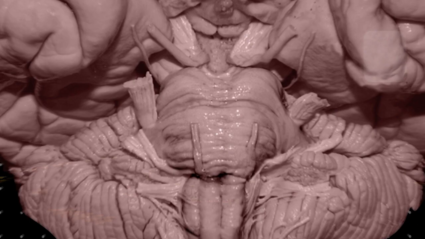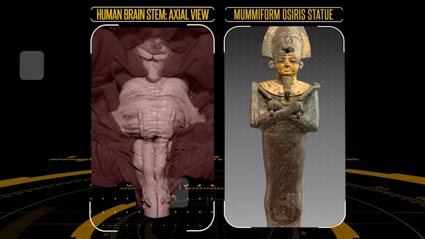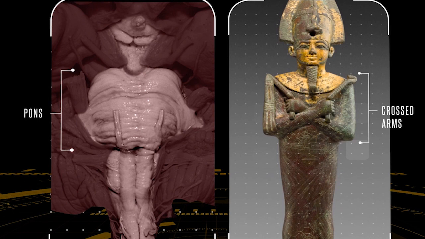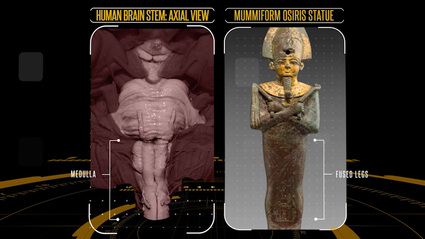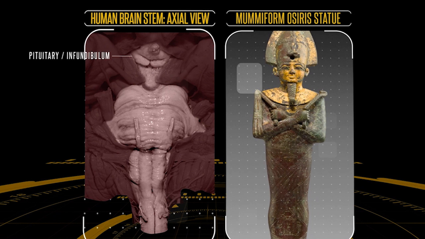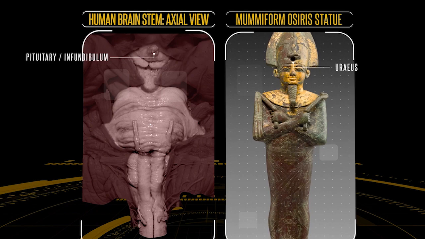The most iconic image from Egypt and the most iconic posture. Why do all of Egypt, all the mummies, everyone have their arms crossed? And look at the shape that Osiris makes, how this area corresponds to the pons. So you have your fused legs, medulla oblongata. You have the pons and the crossed arms. Then the hypothalamus and these mammillary bodies correspond to the eyes, of course. And then even the uraeus: that big mass is the pituitary, and the infundibulum corresponds to the uraeus. I mean, that's pretty crazy. That's a number of correspondences.